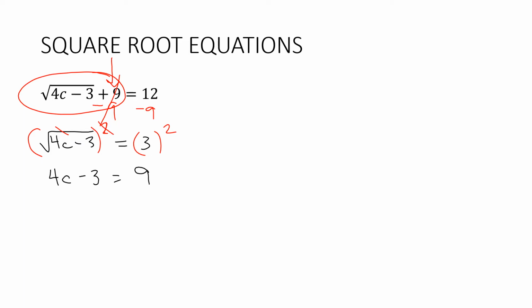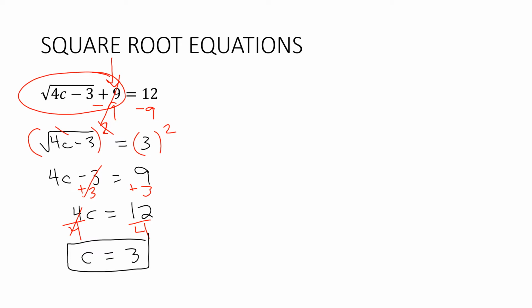So continuing on to get c by itself, next up I'm going to get rid of that minus 3. So I'm just going to add 3 to both sides, which gets us down to 4c equals 12. And last but not least, to get c by itself, we'll just divide by 4 on both sides, which gives us our final answer, c equals 3.